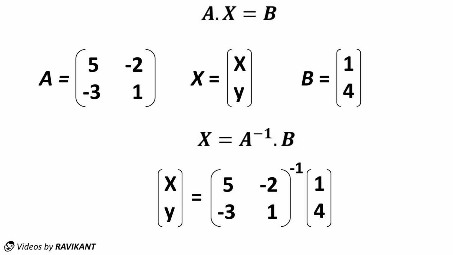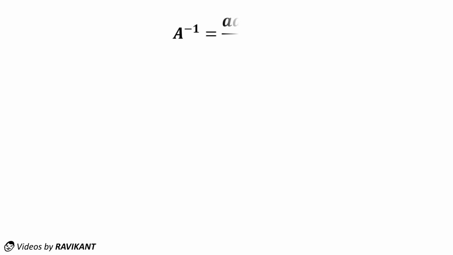And for that we have to find the inverse matrix of A. We know how to calculate the inverse matrix. Simple, we will use this formula: A inverse is equal to the adjoint of A divided by the determinant of A. First we will calculate the adjoint of A and then the determinant of A. And finally we will divide them. And that's how we will get our inverse matrix of A.